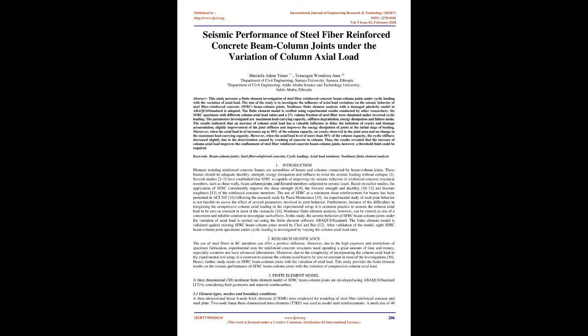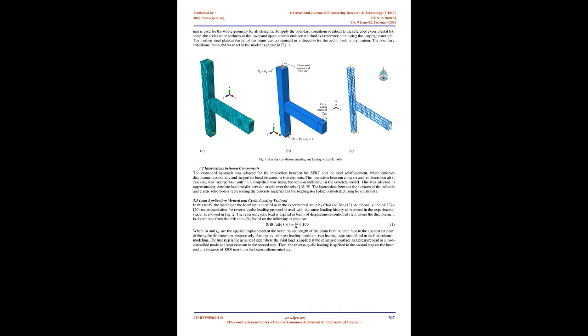However, when the axial load level is more than 50% of the column capacity, the cyclic stiffness decreased slightly due to the deterioration caused by crushing of concrete in the column. Thus, the results revealed that the increase of column axial load improves the confinement of steel fiber reinforced concrete beam column joints. However, a threshold limit could be required. Keywords: beam column joints, steel fiber reinforced concrete, cyclic loading, axial load variation, nonlinear finite element analysis.